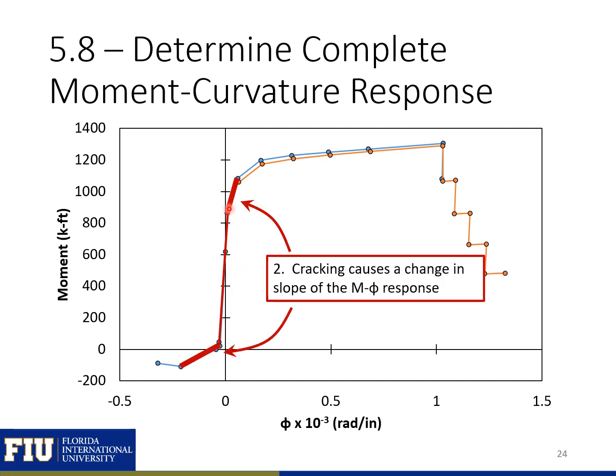After cracking, you can see that our slope is going to change in our moment curvature plot. So you can see here the change in slope is caused because our concrete is cracking, either because of too much applied moment, or I guess too much applied moment in either direction.